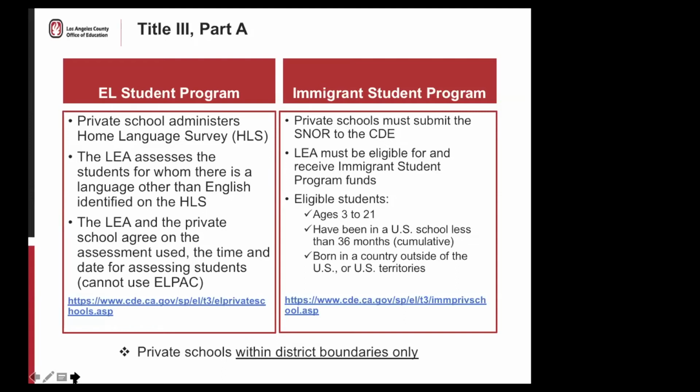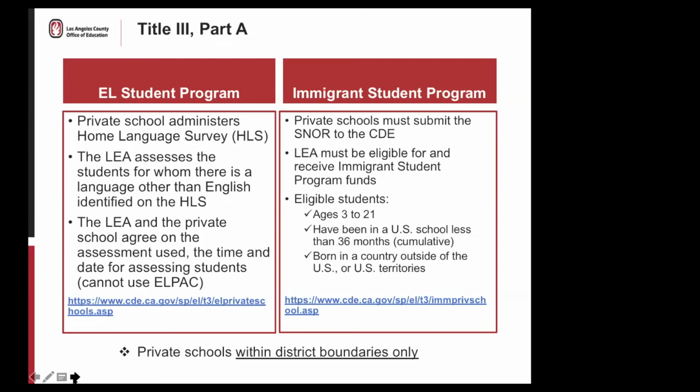So private schools may be eligible to participate in the Title III Immigrant Program if the private school submitted the Student National Origin Report, also known as the SNOR, with the number of eligible immigrant students, and it is located within the boundaries of a district that is eligible for and receives funding for the immigrant student program. And private schools submit the SNOR report to the CDE via an online reporting system. As a side note, the count of immigrant students in districts is reported in CalPADS, not the SNOR. So just for private schools, it's through the SNOR.